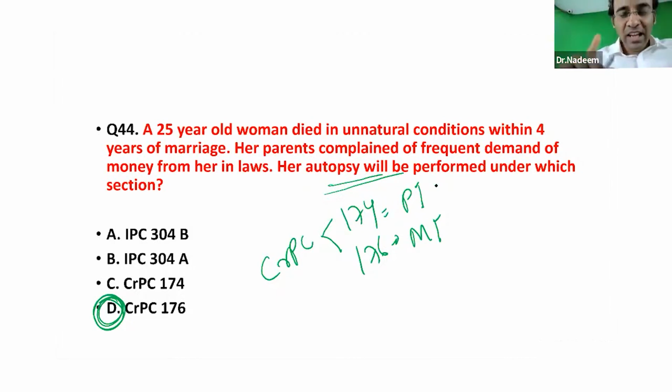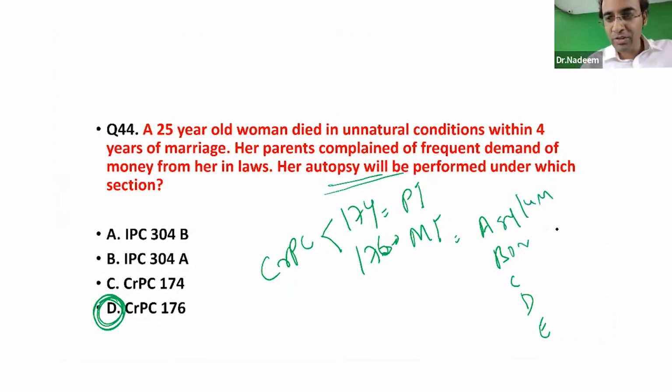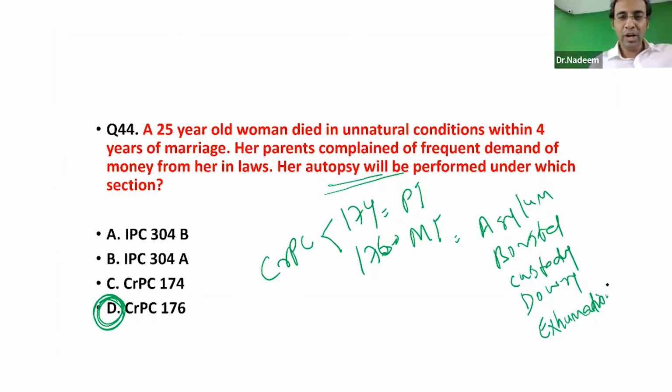Now the question is: in which condition will there be a magistrate inquest? A, B, C, D, E. A, if there is death in an asylum, like a psychiatric asylum hospital. B, if there is Borstal death. Borstal means juvenile jail. C stands for if there is custodial death, D dowry death, and E for exhumation. Exhumation means digging out the dead body.